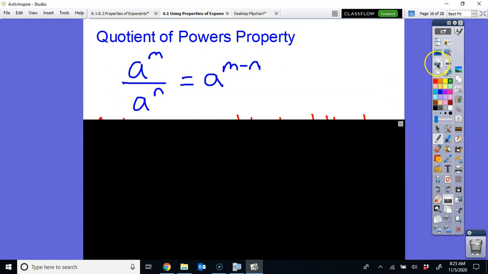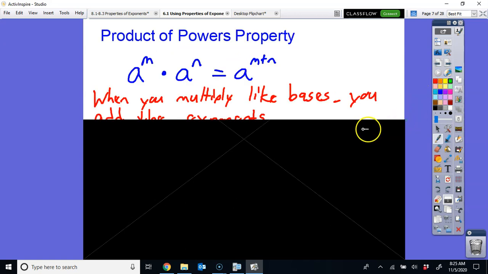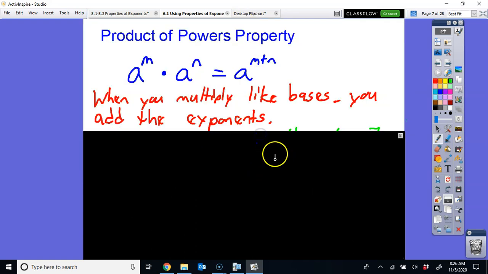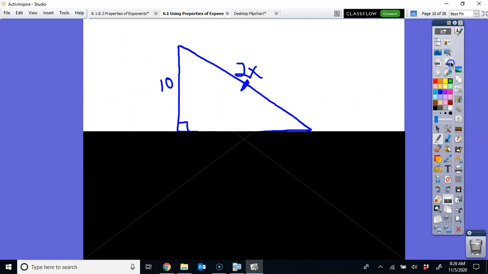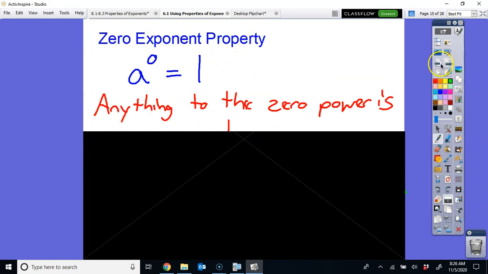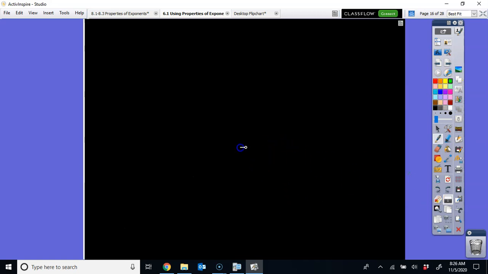Well, think back over here. When we multiplied like bases, what did we do? We added the exponents together when we multiplied like bases. So guess what? When you divide like bases, guess what you do? When you divide like bases, you subtract.